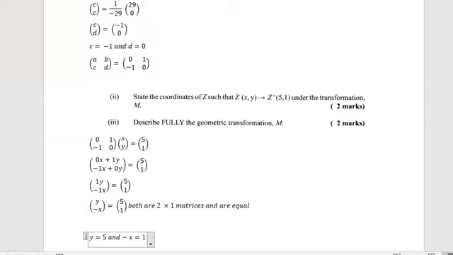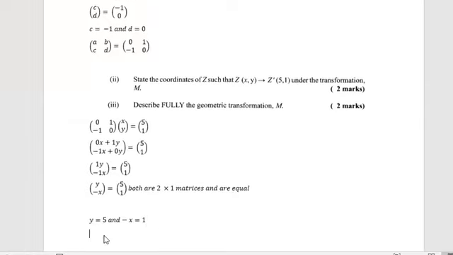And therefore, going further, we cannot allow our variable to be negative. So we have minus x equal to 1, and by dividing both sides by negative 1, x is negative 1. So hence x is negative 1 and y is 5. So Z, x, y is equal to negative 1 and 5, which gave us the Z prime of 5 and 1 being our answer. So part 3 now says, describe fully the geometric transformation of M.